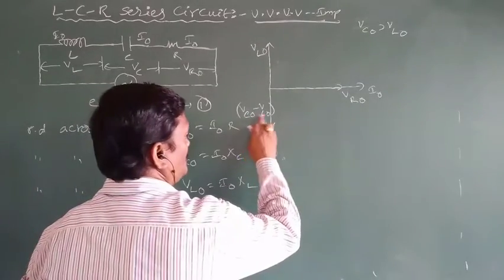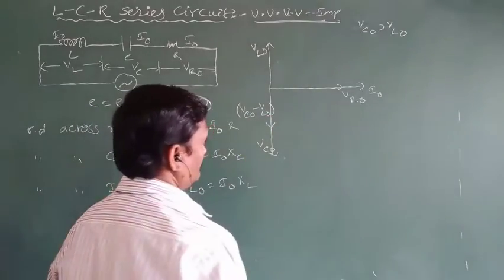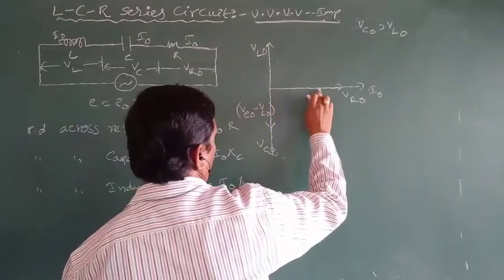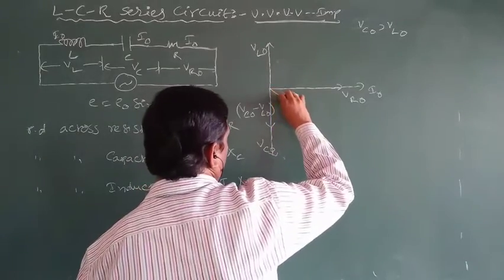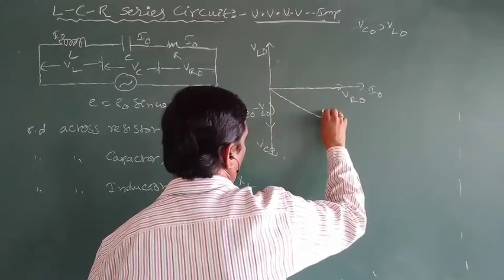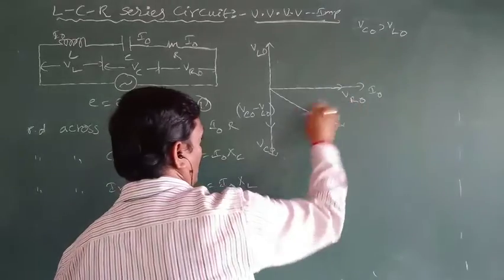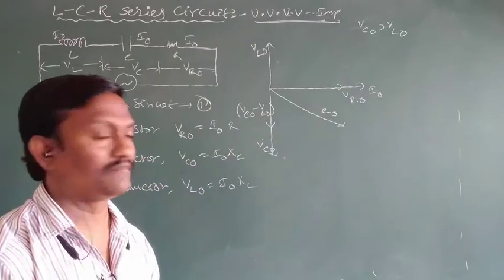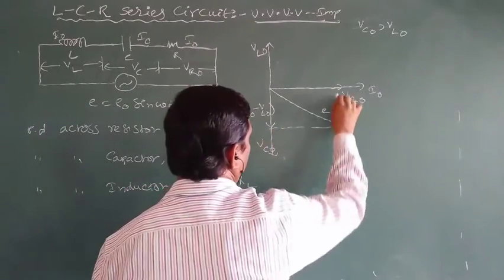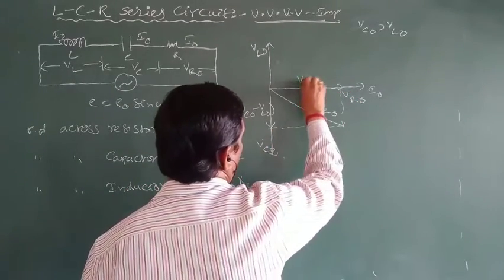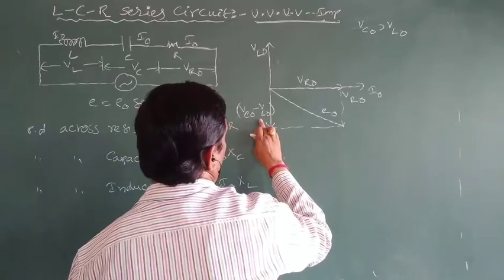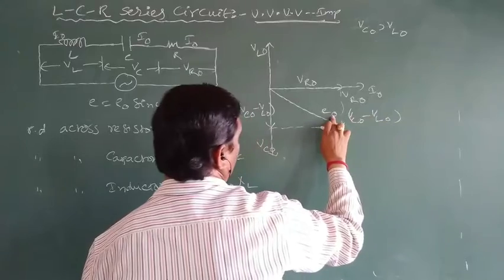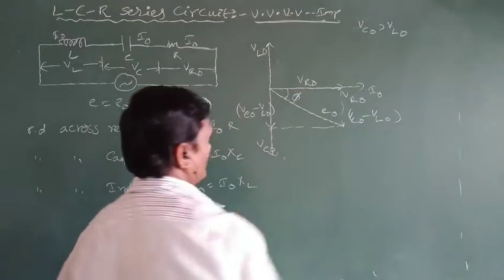Now this VCO minus VLO is perpendicular to VRO. According to the parallelogram law, when two vectors are adjacent sides of a parallelogram, the resultant is always along the diagonal. If the voltages are peak voltages, the resultant EMF is also the peak EMF. Complete the parallelogram. This side is VRO, and this side is VCO minus VLO. The angle made by the resultant EMF with respect to the horizontal is called the phase.